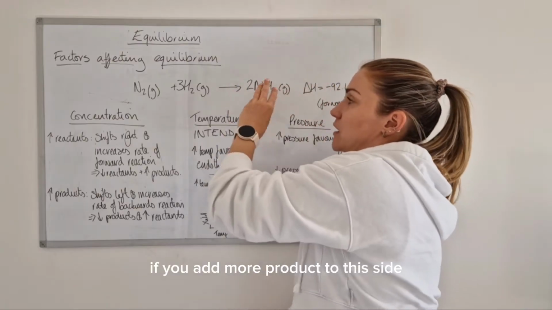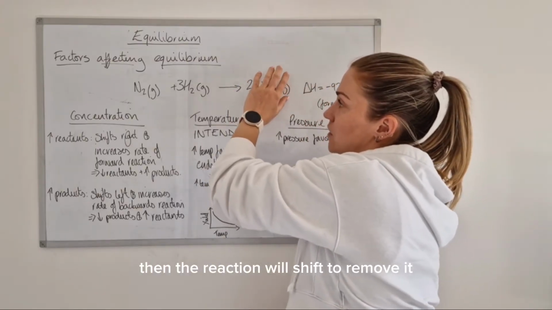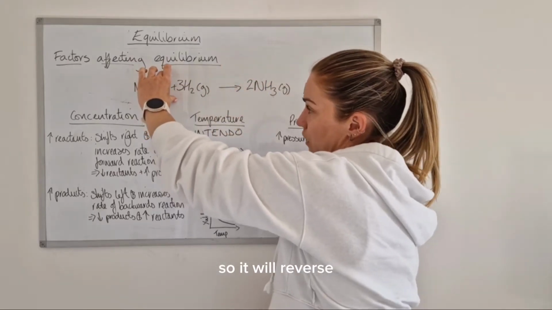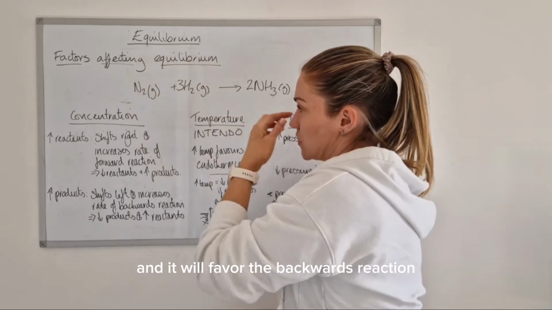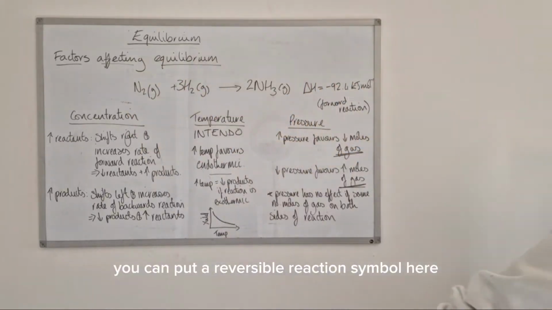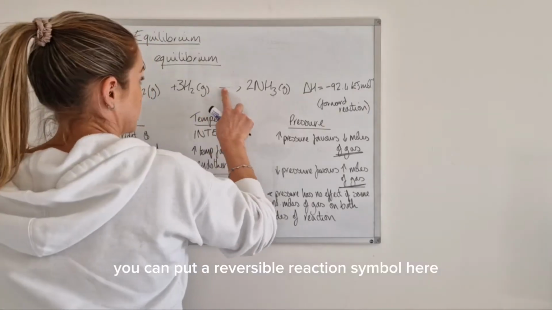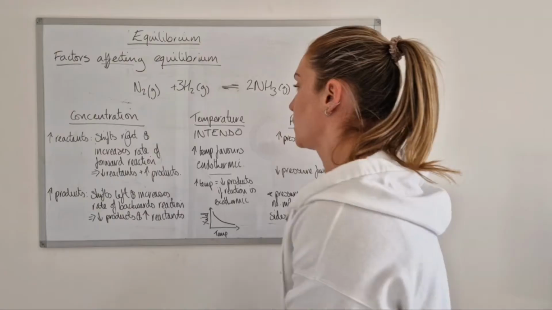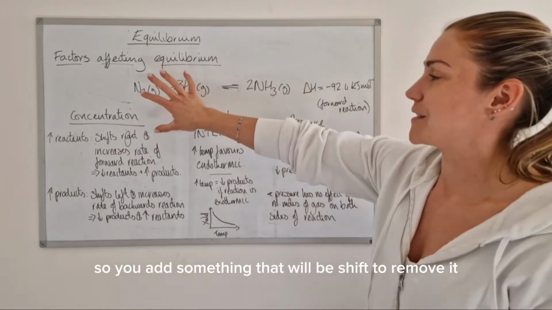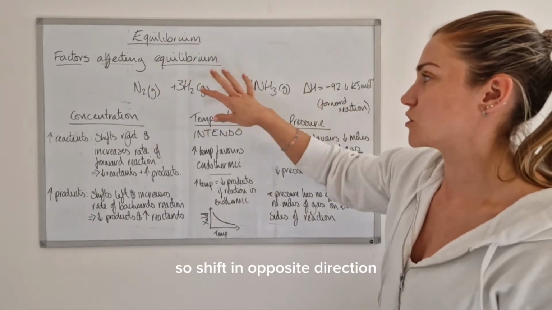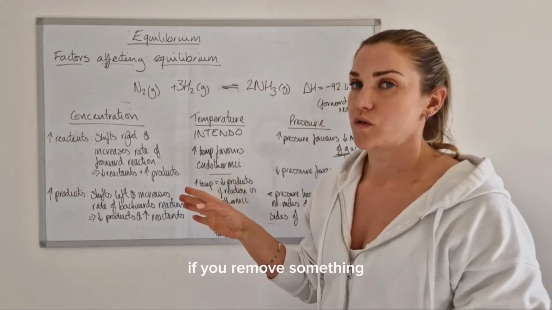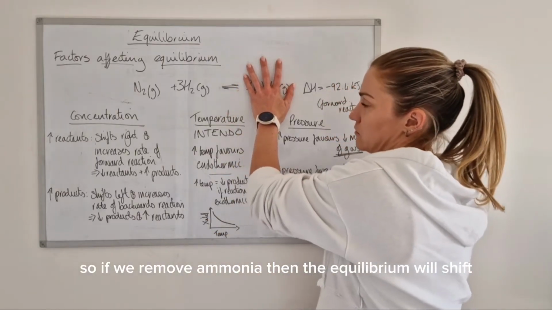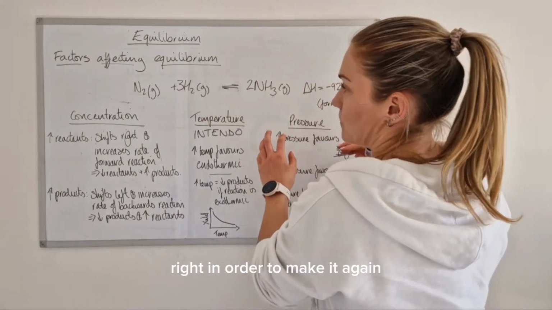If you add more product to this side, then the reaction will shift to remove it, so it will reverse and favour the backwards reaction. I've just realised I've not even put a reversible reaction symbol here. Okay, so you add something, the equilibrium shifts to remove it, so it'll shift in the opposite direction. If you remove something, the equilibrium will shift to remake that thing. So if we remove ammonia, then the equilibrium will shift right in order to make it again.